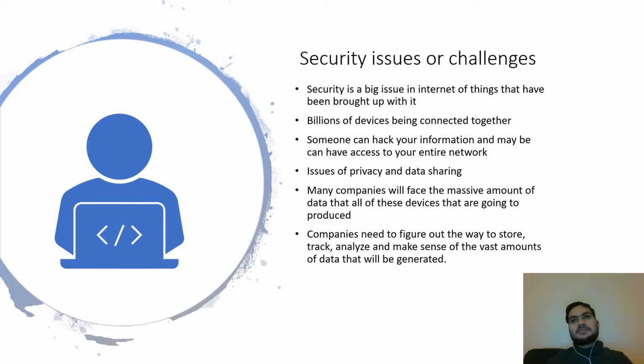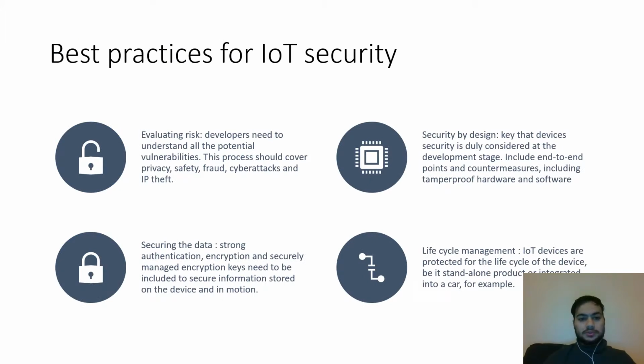All this massive amount of data will impact the companies, and they will have to face those problems. The best practices for Internet of Things security will be, first of all, evaluation of risks. When developers are developing Internet of Things devices, they should be aware of potential vulnerabilities, and this evaluation process should also cover privacy, safety, fraud, cyber attacks and IP theft, because attackers create new threats each and every time.